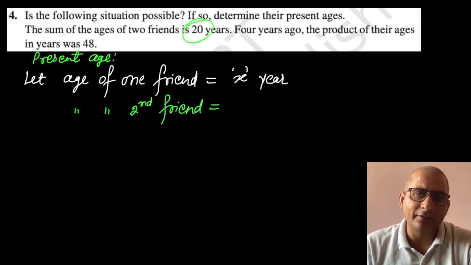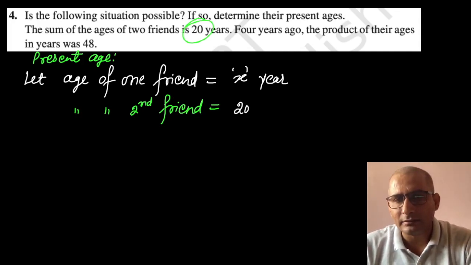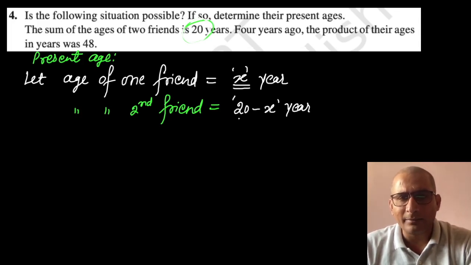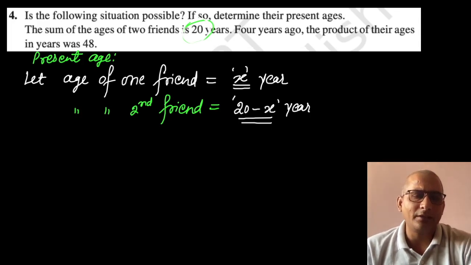What is the age of the second friend if the sum is given as 20? 20 minus x. Yes, it's 20 minus x. ऐसा क्यों किया हम लोगों ने? क्योंकि दोनों की एज का सम 20 आ रहा है, तो अब आप इसको x को और 20 माइनस एक्स को जब आप ऐड करेंगे तो x से x कट जाएगा, it comes out to be 20, right?